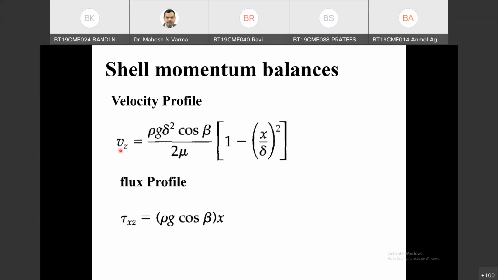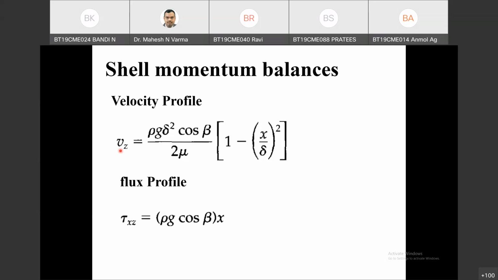Okay, so how many? Sir, two conditions. Yeah. So to get the final velocity profile equation, I need two boundary conditions. This is the situation when I have only one velocity Vz and it is a function of x only. I need two boundary conditions. One is a flux boundary condition, another is a velocity boundary condition.